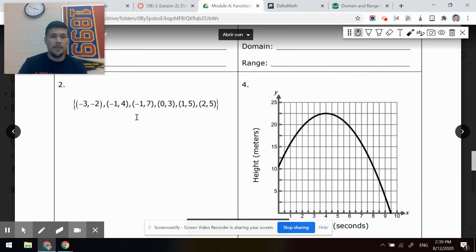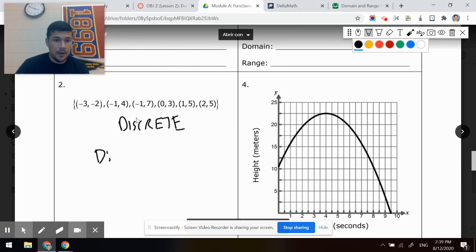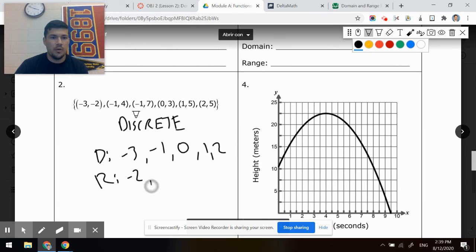Here's another example. This has scattered points. So this would have a domain that is discrete. All right, a discrete domain. My domain would be, well, -3, -1, -1 again, or 0, 1, and 2. While my range would be all the y values that are listed. So -2, 4, 7, 3, and 5.